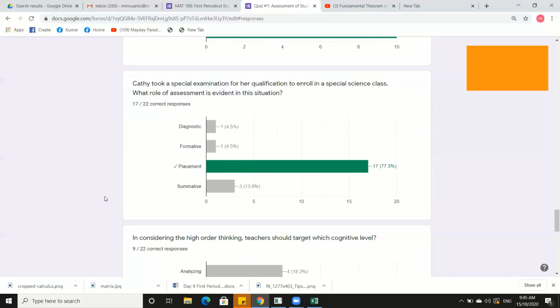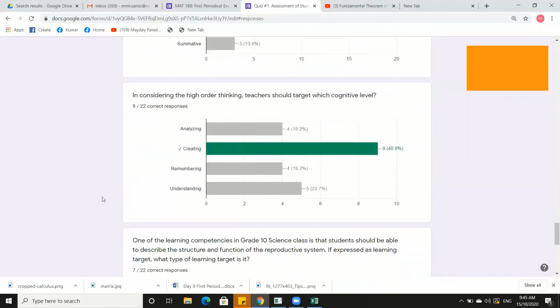Another example also, yes, this one. If you are going to take a test which will allow you to be chosen in a science class or not, or in a special class, no? That is also placement assessment. Okay, so definitely for this item, the answer is placement. Let's proceed with the next item.